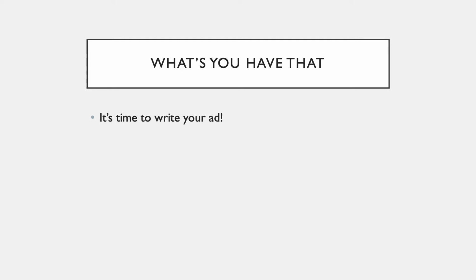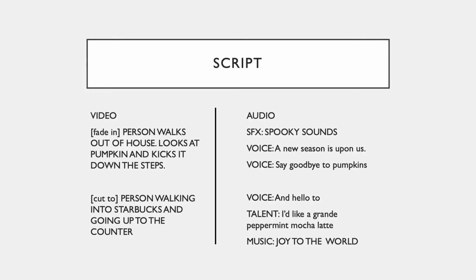So this is just a quick little video to show you what it should look like. Here we go. You can see the script on the left hand side. I have the video, and I will say fade in, person walks out of house, looks at pumpkin and kicks it down the steps. During that one scene, we're going to have the audio that's going to include spooky sounds, and a voice is going to say, "A new season is upon us. Say goodbye to pumpkins." And this makes sense because it works with that video I've just described.